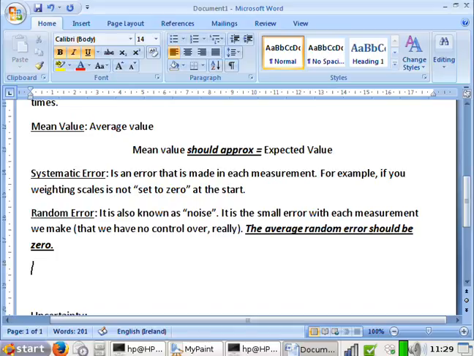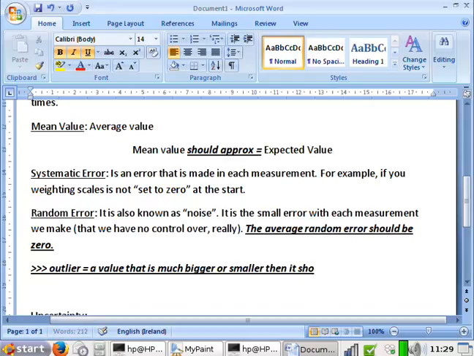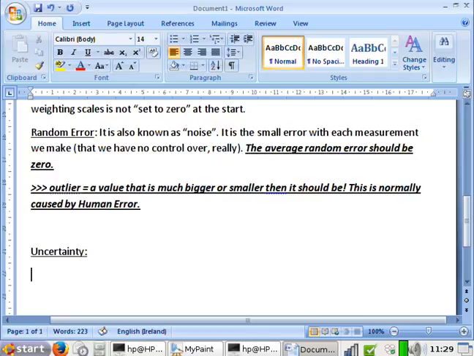Since we're talking about human errors, I'll give you a piece of vocabulary here: outlier. Do you know this one? A value that is much bigger or smaller than it should be. So the person does something really wrong and then they get a really big or really small value. This is normally caused by human error. When you're drawing your graph and you have one point that is really far away from the rest, that's called an outlier point.